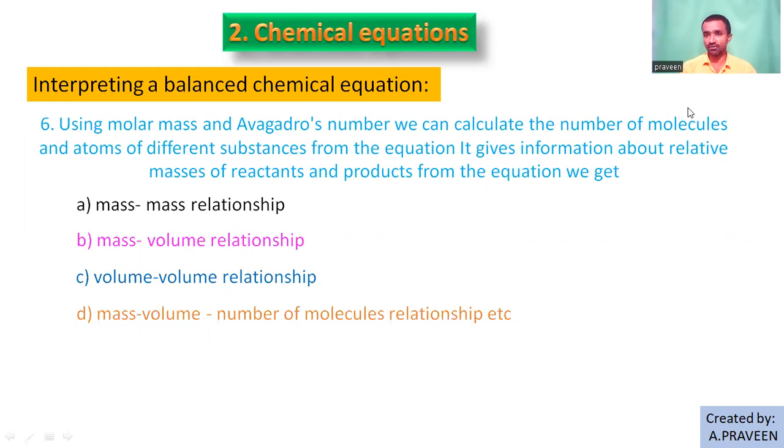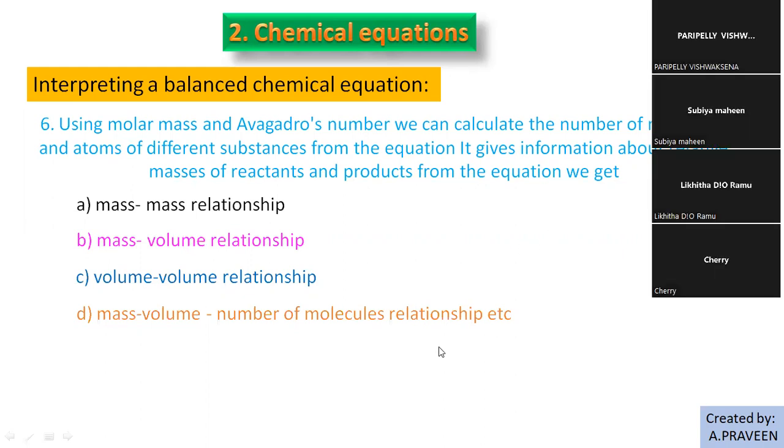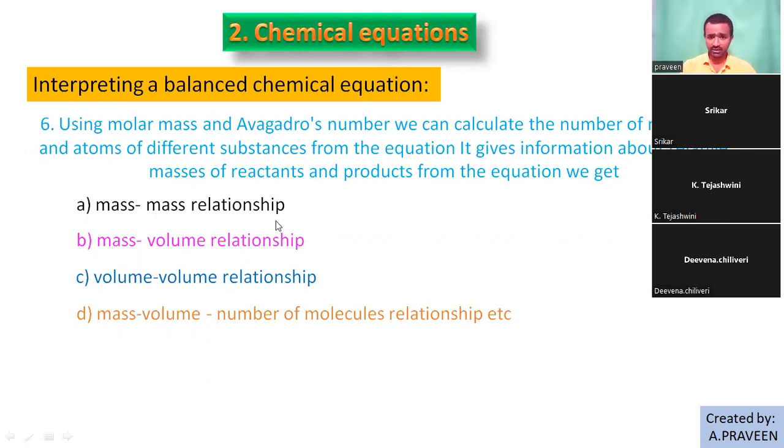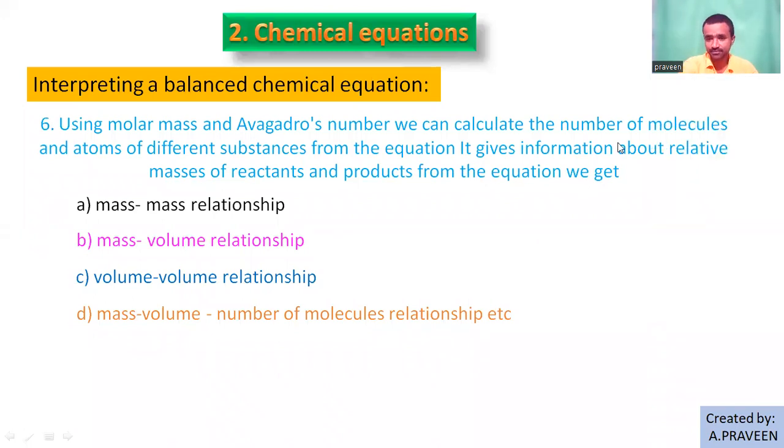Are you clear about this information? What I'm trying to say? Is any more information required in the interpretation of a balanced equation? If you are in confusion, that will be clarified in the following topic. If there is any doubt, please ask me. Otherwise, try to clarify it in the following example. The mass-mass relationship, mass-volume relationship, volume-volume relationship, and the relationship between mass, volume and number of molecules, that we are trying to understand now.